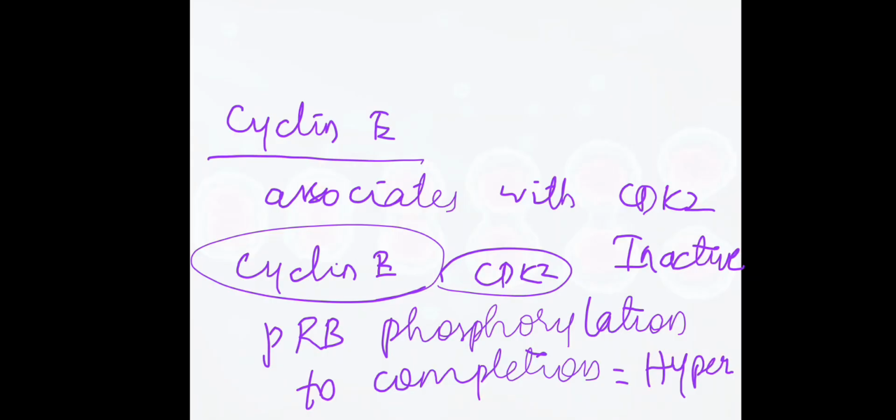So cyclin D CDK 4/6 initiates the phosphorylation. It just hypophosphorylates in early and mid G1. But what does cyclin E do? Cyclin E associates with CDK2 and this complex drives PRB phosphorylation to completion, and it leaves PRB in its hyperphosphorylated state, which is functionally inactive.